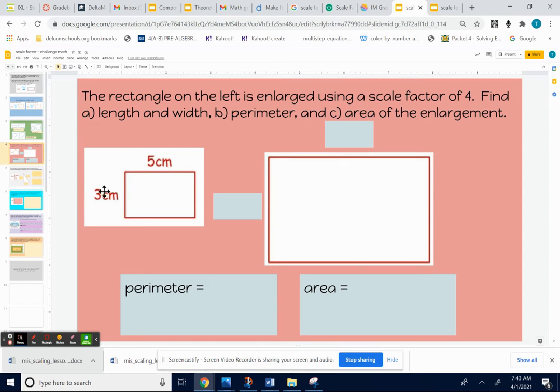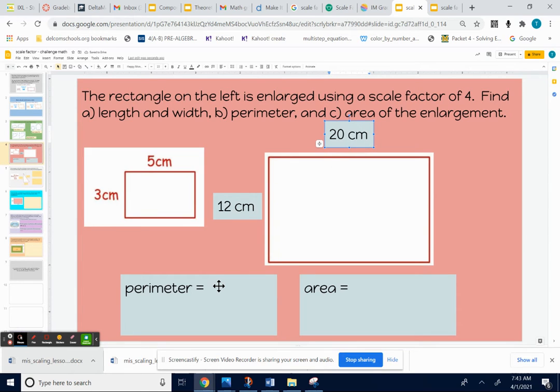So let's just do this. If the original rectangle is a 3 by 5 rectangle and the scale factor is 4, let's first find the new length and width. That's simply multiplying the length and the width by 4. Let's see. 3 times 4 is 12. 5 times 4 is 20.